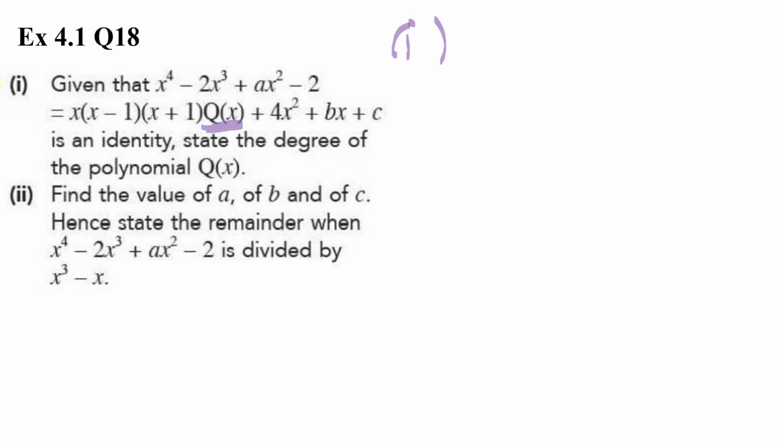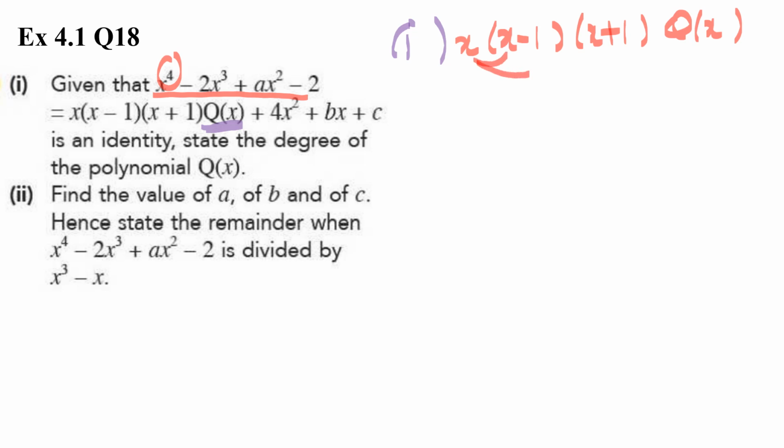All we need to do is, okay, if you look at the left hand side here, it is of degree 4 because the highest power is 4. So right hand side also must have degree 4, right? So if you look at the right hand side, it is x times x minus 1 times x plus 1 with the quotient. Okay, so we just need to multiply the first term. So the first term will be x times x, give you x cubed. The rest we're not interested in.